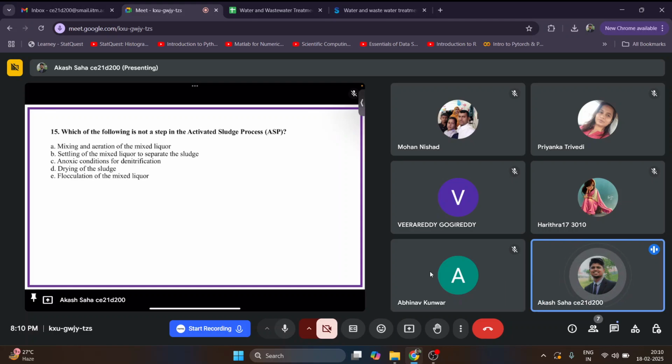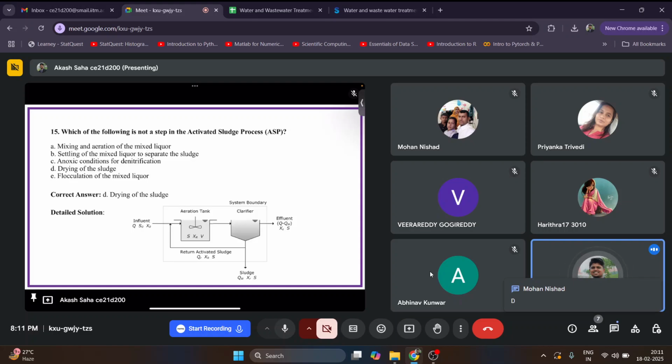Next problem. Which of the following is not a step in the activated sludge process? Mixing and aeration of mixed liquor, settling of mixed liquor to separate the sludge, anoxic conditions for denitrification, drying of the sludge, flocculation of the mixed liquor. So which of them is not a step of ASP? Very direct question. Please give the answer as soon as possible. Just D. So definitely drying of sludge is not a part of the ASP.